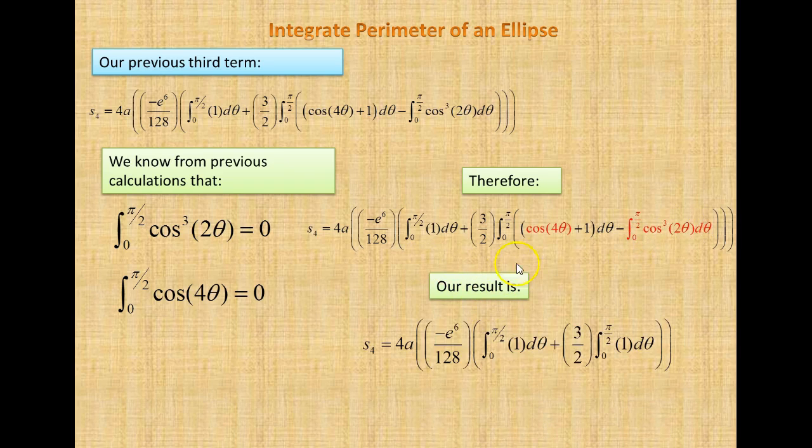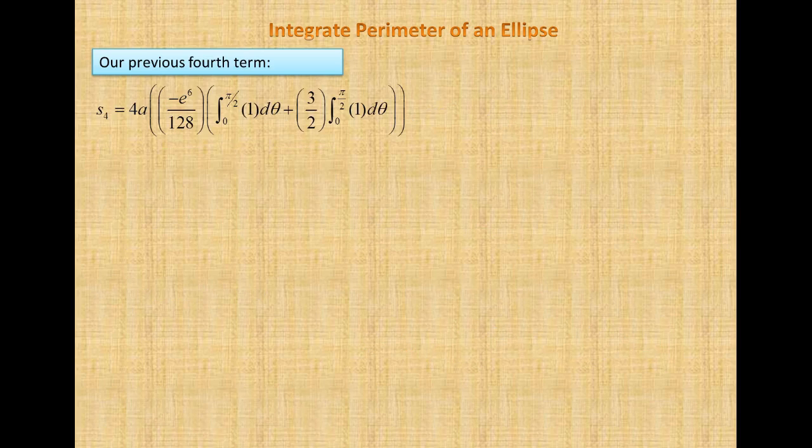After we cancel these out and make them 0, this is 0 and this is 0, we get the integral from 0 to pi over 2 of 1 d theta right there, plus 3/2 times the integral from 0 to pi over 2 of 1, which is right there, and the rest of these are 0. Okay. So let's continue.